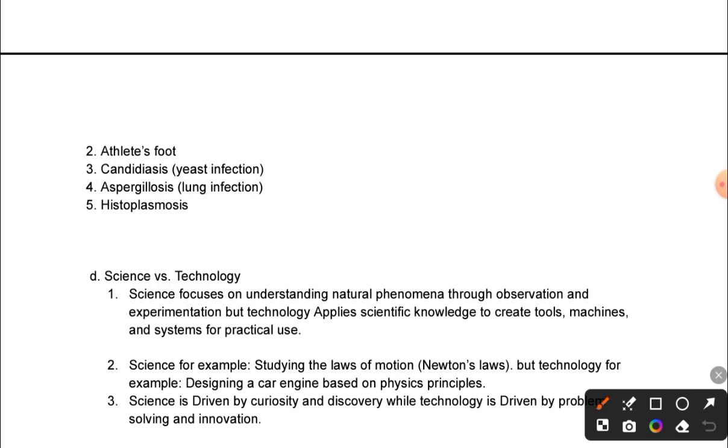Then the next is science and technology. Difference between science and technology. Science focuses on understanding natural phenomena. Technology applies the scientific knowledge. Science looks at laws, and technology focuses on application. An example of technology is designing a car engine based on physics principles. Science is driven by curiosity, and then technology is driven by problem solving.